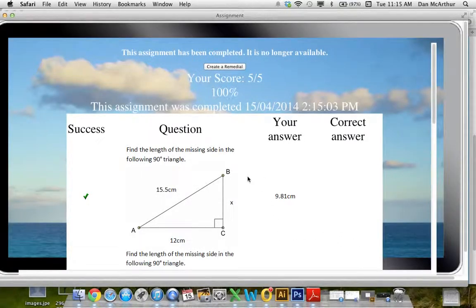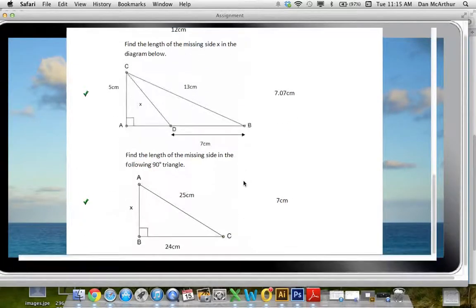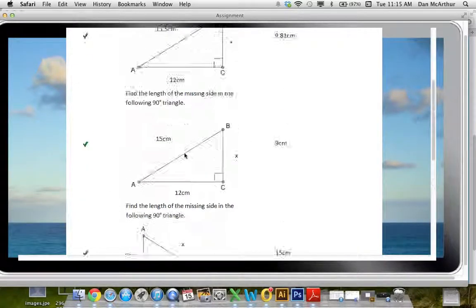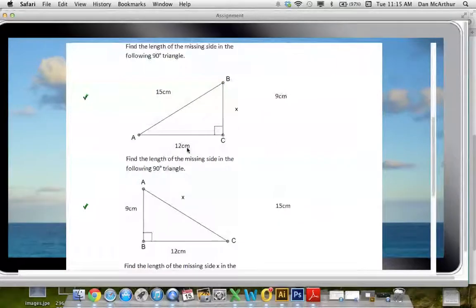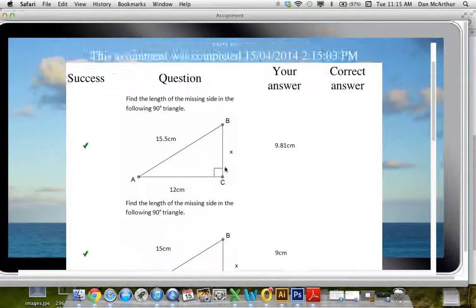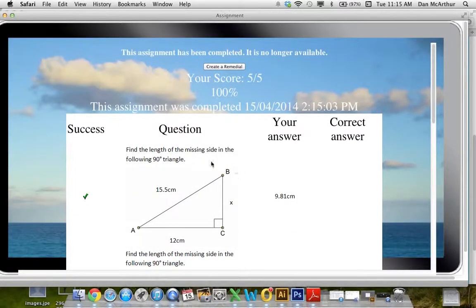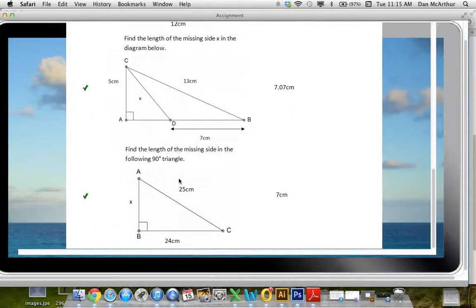Woo! 5 out of 5. Feels good, guys. Wow. So we even got that tough one right. So that's great. But let's say I wanted to get some more practice in because we've got an exam coming up on this stuff. Or let's say you got 3 out of 5 and you just want another try. You want to get a better mark.